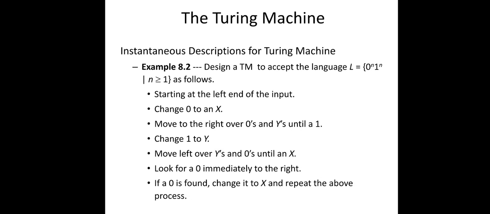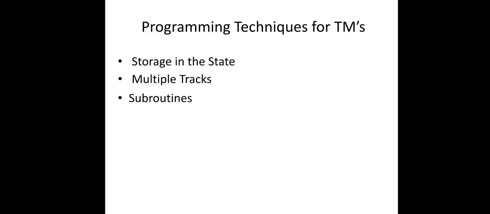You are starting at the left end of the input. You change 0 to an X. Move to the right over zeros and Y's until a 1. Now you change 1 to Y. Move left over Y's and zeros until an X, because in Turing machine you can move forward as well as backward. Look for a 0. That is, you match every 0 with every 1 by replacing 0 by X and 1 by Y. Once again you move backward, you convert 0 to X, and once again you find a pair for it. This is repeated. If a 0 is found, change it to X and repeat the above process.